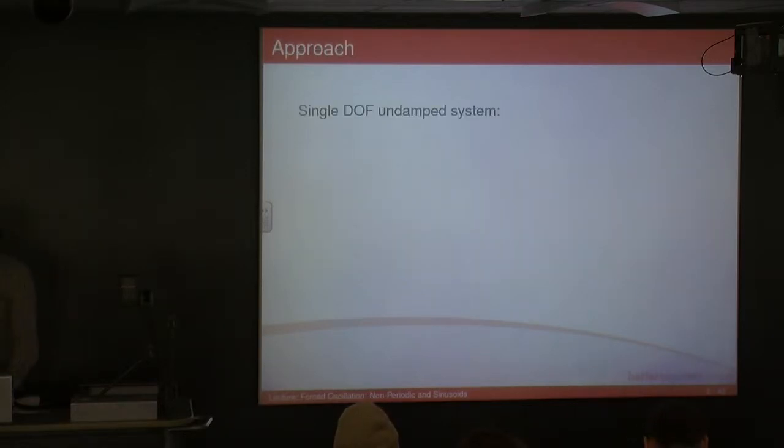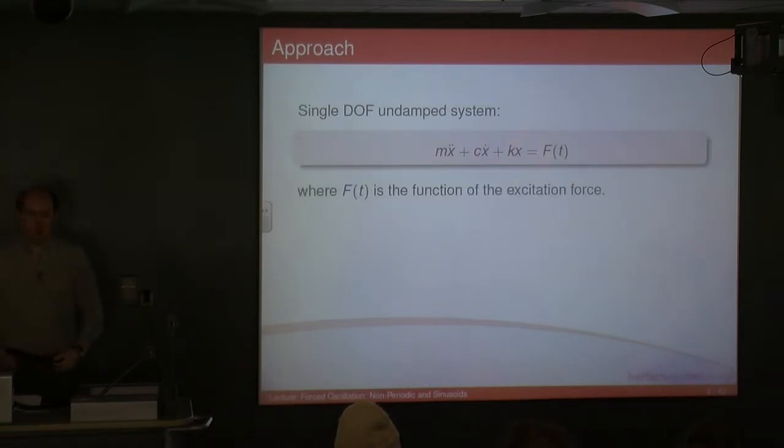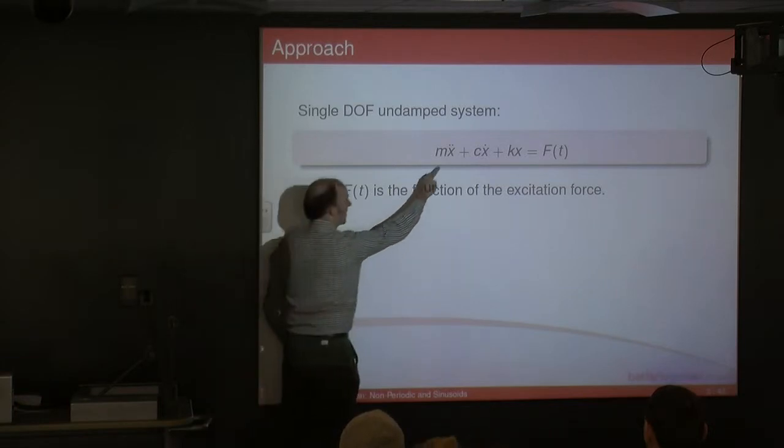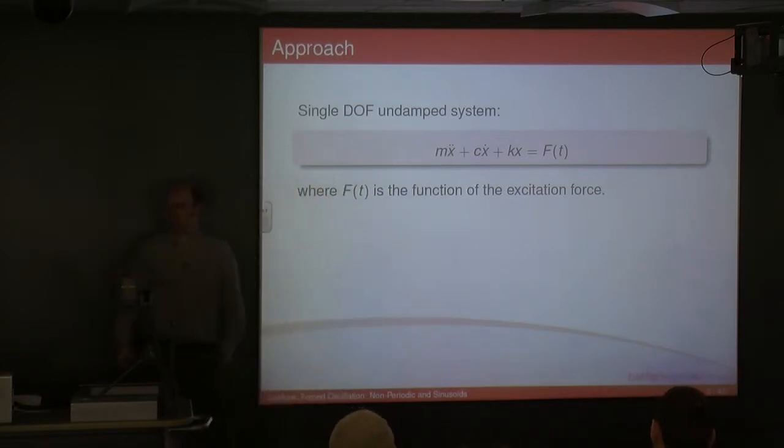So what's the approach that we're going to take? Well, basically, we have a single degree of freedom undamped system. This has obviously got damping in, but an undamped system would not have the C in. You've got a differential equation, where this is the second derivative with respect to time, and we have a forcing function at the end, f of t. F of t is the forcing function.